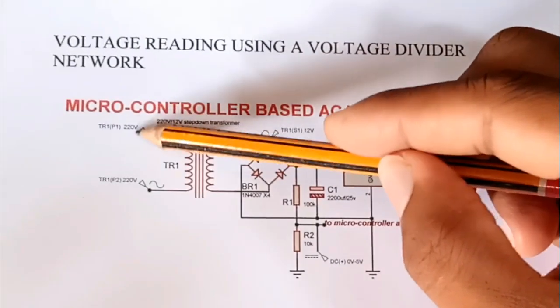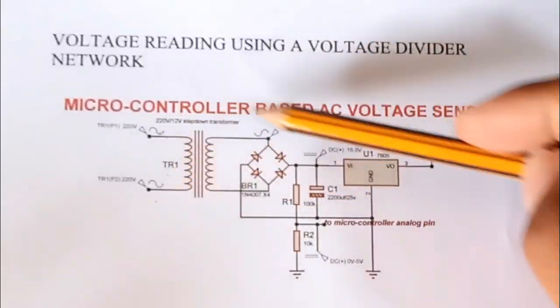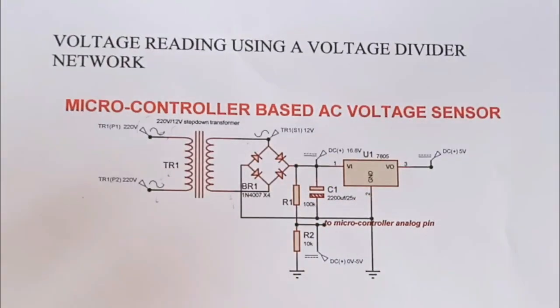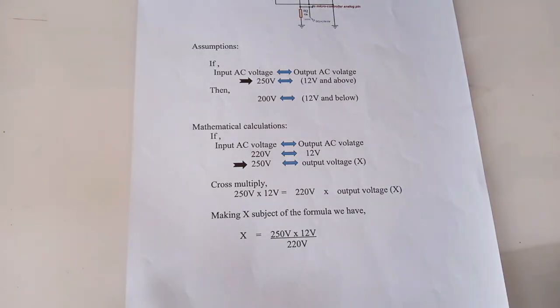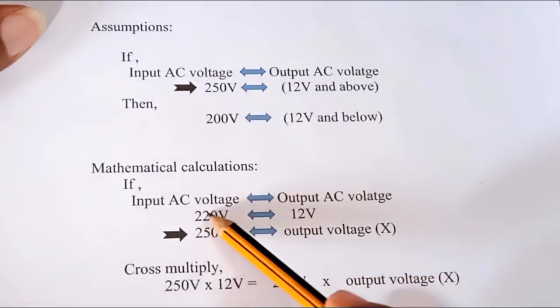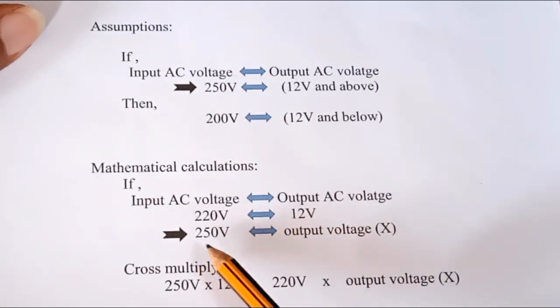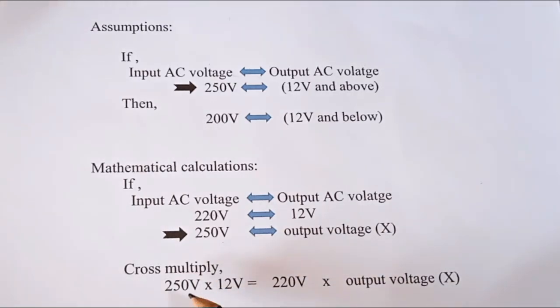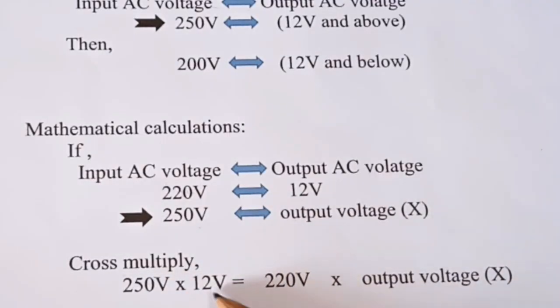For our objective of using the transformer as a voltage sensor, we need to know the relative output voltage of our transformer without making any estimation or guess, just as we did earlier. To do that, we solve for this first case scenario. If 220 volts equals 12 volts, then 250 volts will equal output voltage X. To find X, we cross multiply and have 250 volts times 12 equals 220 times output voltage X.